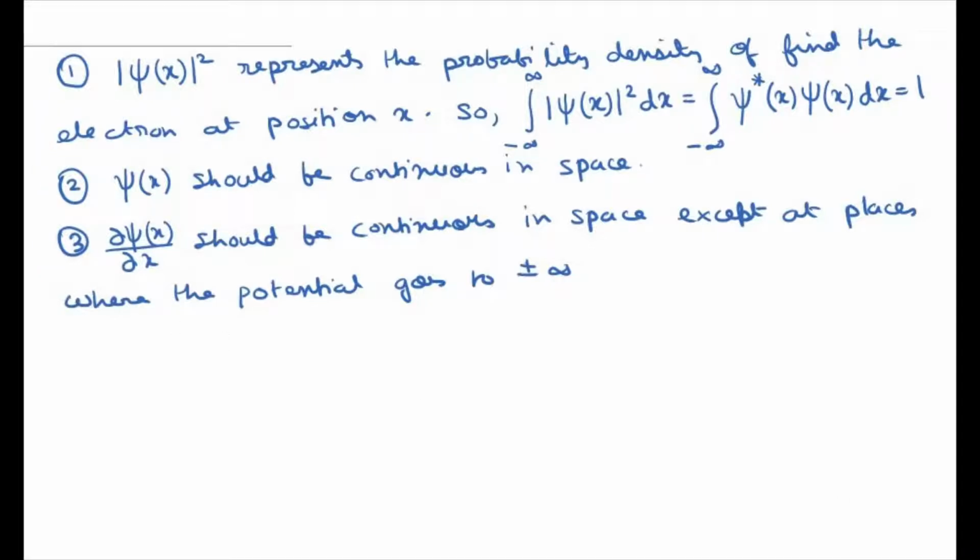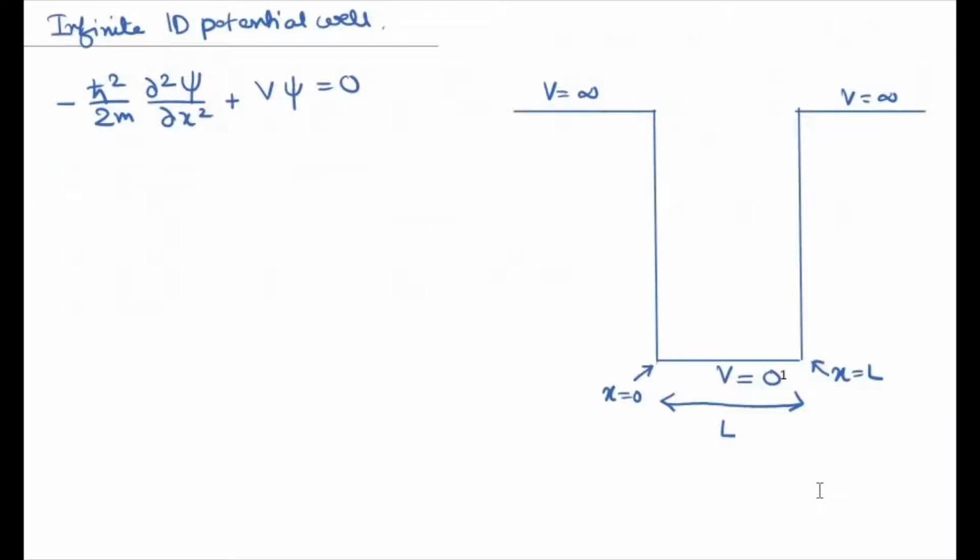Let us go back to this infinite 1D potential well here. I think I have made a mistake, so this should actually be E psi x, where E is the eigen energy of the system and psi is an eigenfunction or eigenstate. Now inside the well we have V equal to 0, and outside the well V is equal to infinity.